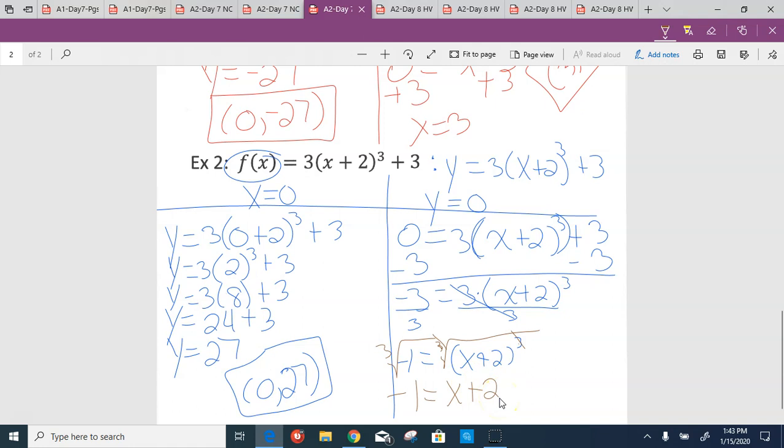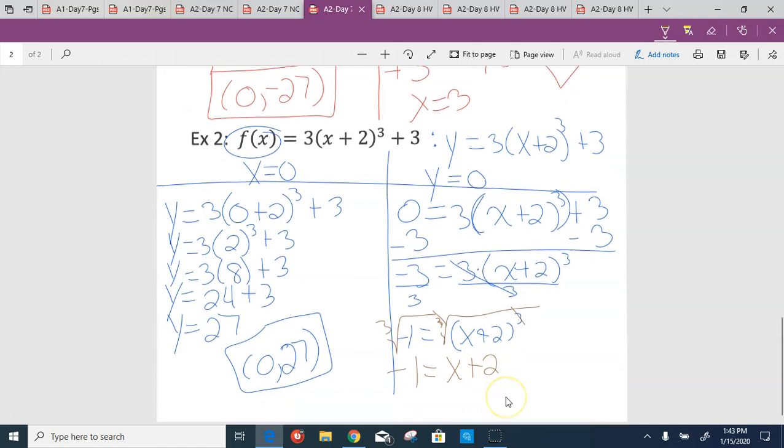Let me see if I can scroll down a little more. There we go. Now I'm going to go ahead and subtract 2 from both sides. Negative 1 minus 2 is negative 3. There's my x value. So x is negative 3 when y was 0. There's my other intercept. This is, in a nutshell, the whole process for your assignment.